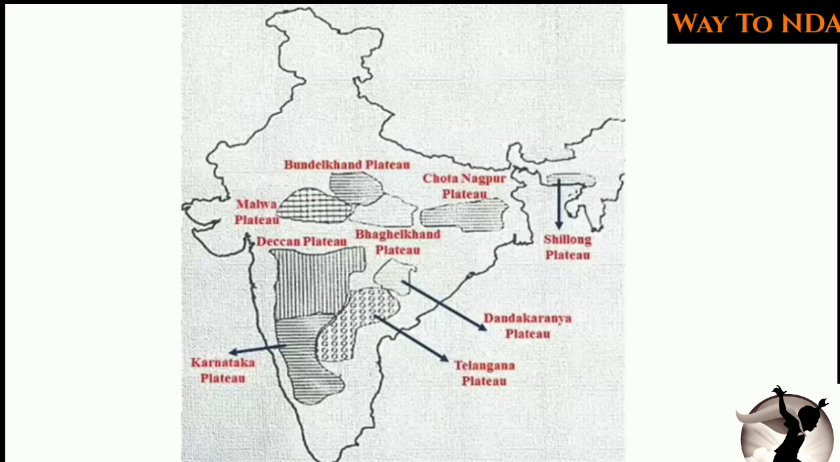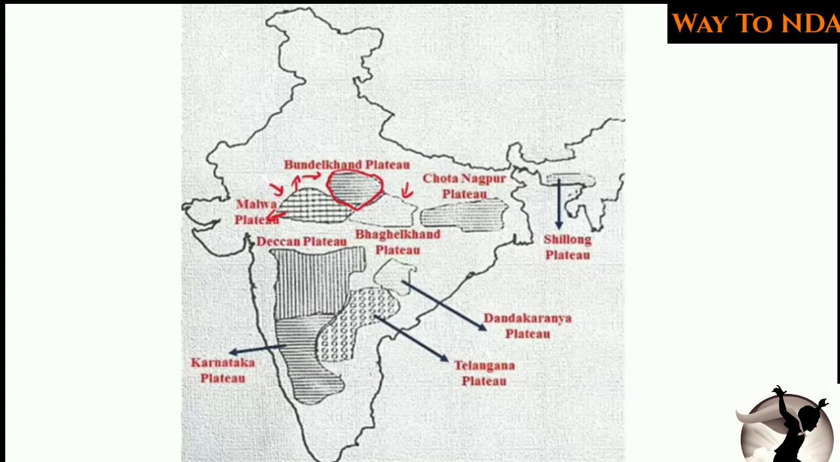Now we have studied these three plateaus: Malwa Plateau, Bundelkhand Plateau and Bagelkhand Plateau. In Malwa Plateau we studied that there are rivers originating and going in the north side, and some rivers going in the west side. Here also in Bagelkhand Plateau we saw that the area has badland topography, which is not fit for agriculture.